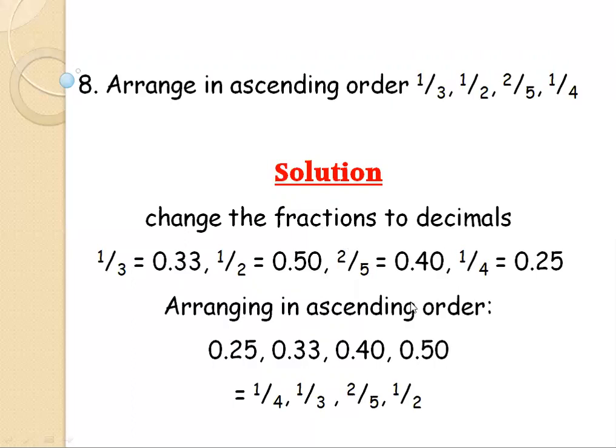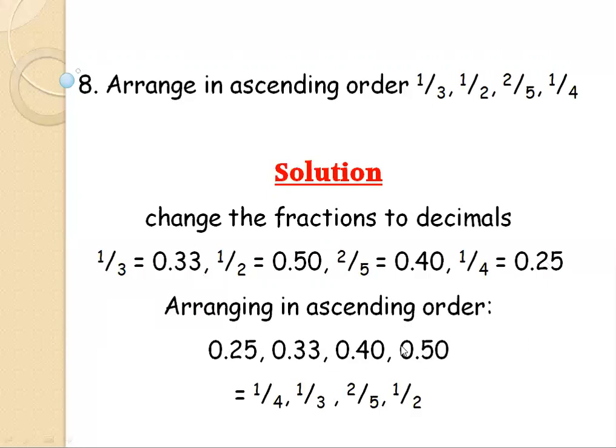Ascending order means from the smallest to the biggest. Which number is the smallest among all these numbers? Let's look for it. Okay, the smallest number is 0.25. So I'll write it here. The next is 0.33. I'll write it. 0.40. This is it. 0.50. This is it. So I have arranged these decimals in ascending order.